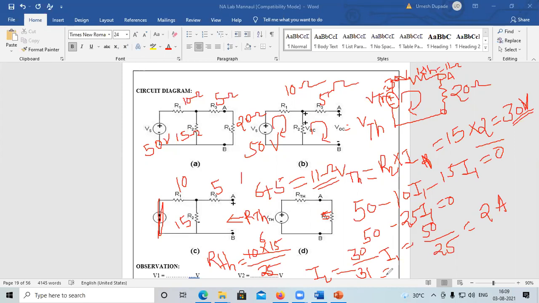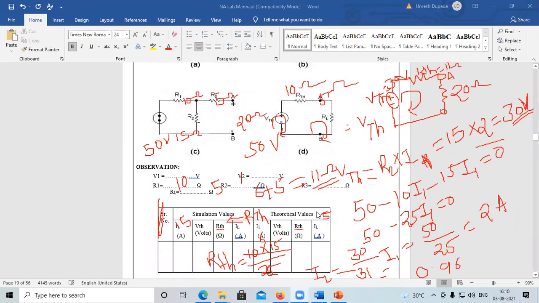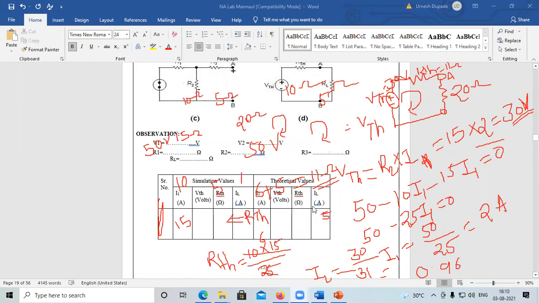What is the value? So it becomes 0.96. Okay, now these are our calculated values. These calculated values can be written in this table, that is, the table for the theoretical calculation we are doing. All of you write these values here.